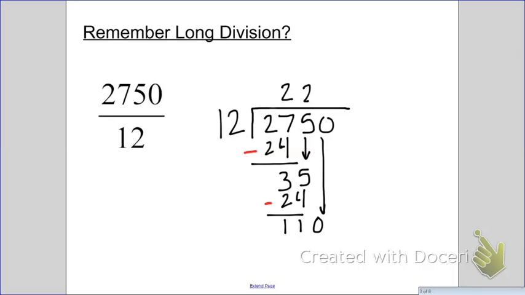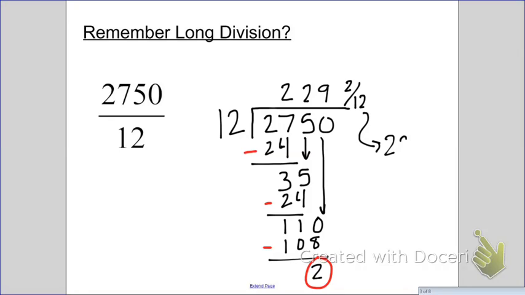Okay, can 12 turn into 110? No, but again it can get pretty close. Times it by 9. 12 times 9 is 108. And do our last subtraction. We get 2. Now remember, this remainder at the very end needs to come up here to the top. We write it as a fraction using our original denominator of 12. This can be reduced, so we write our final answer as 229 and 1/6.